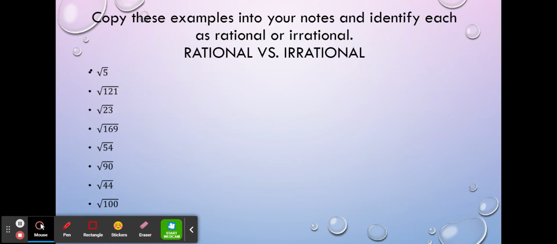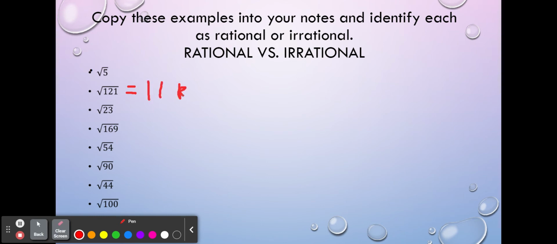Okay, so next I want you to take a look at this list, each of these square roots. Some of them, for example, I can show you one. Some of them we know the square root of. For example, square root of 121. 121 is on our perfect squares list. So when we take the square root of that, we get 11. Because of that, that makes this number rational.